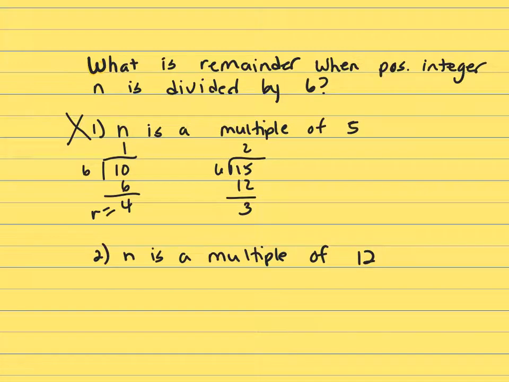Clue 2 does work. n is a multiple of, no, I wrote that down wrong. n is a multiple of 12, and we're dividing by 6. So 6 will go into 12. In fact, 6 will go into any multiple of 12: 12, 24, 36, because each one of those has factors of 6 in there. So your answer is B.